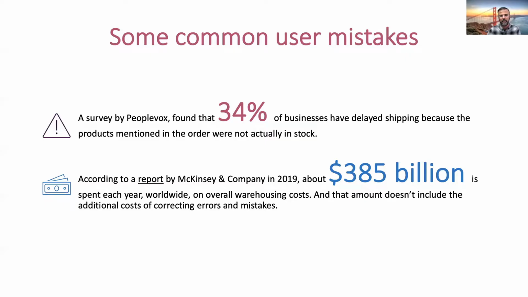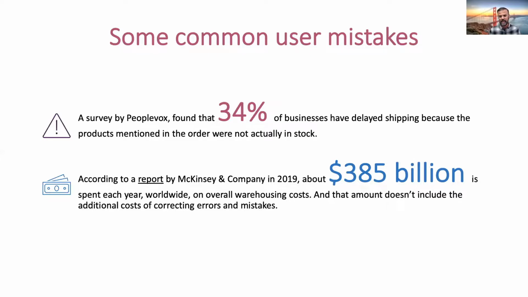Today, we're going to talk about some common user mistakes which users make with the Odoo system. We are focusing mostly on inventory mistakes and errors. As you see, some surveys have found that 34% of businesses have delayed shipping because they don't have the right products in the order.